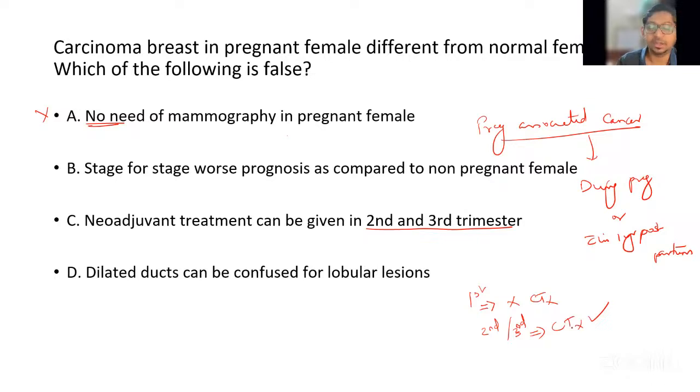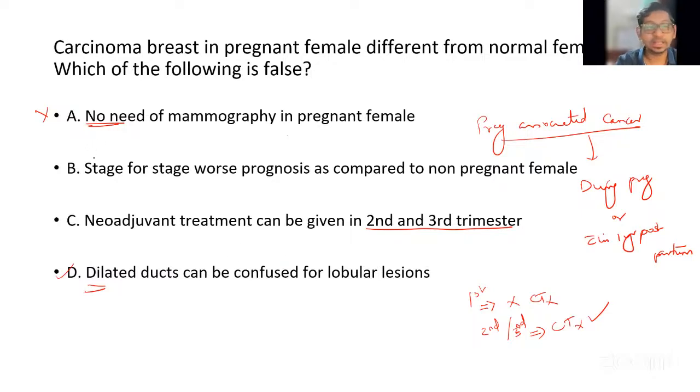Towards the end of the third trimester, we try to stop the chemo, allow the patient to deliver, and then following that, we follow up. Usually, we go ahead with surgery after the delivery of the patient. So remember, chemotherapy is appropriate only in the second and third trimester of the pregnancy. First trimester, there is no role for chemotherapy because of the teratogenic effect of the drugs. Of course, in these patients, because of the exaggerated effect of hormonal changes in pregnancy, you can have dilated ducts that can be confused for lobar lesions.